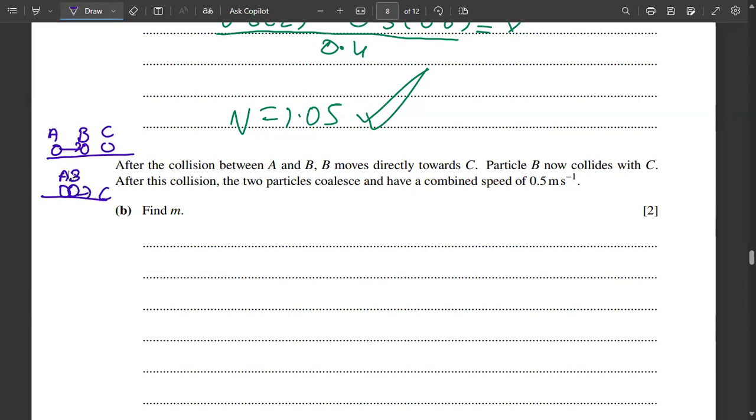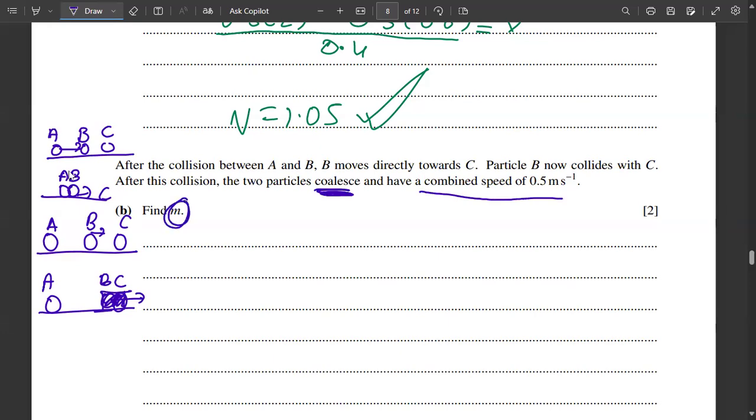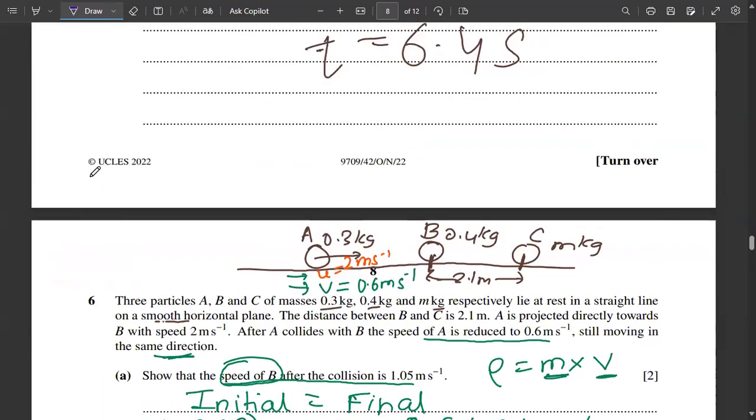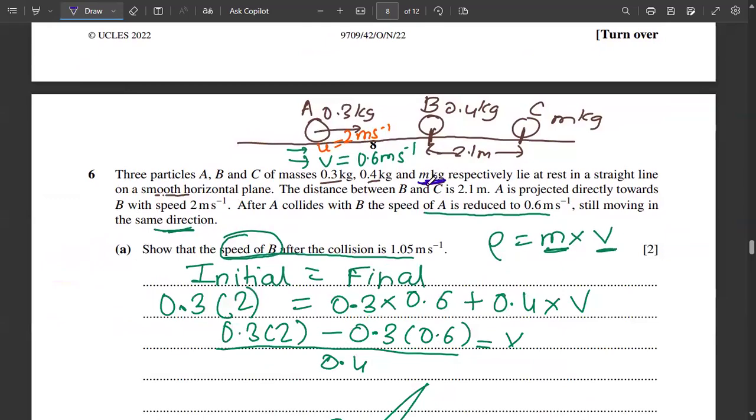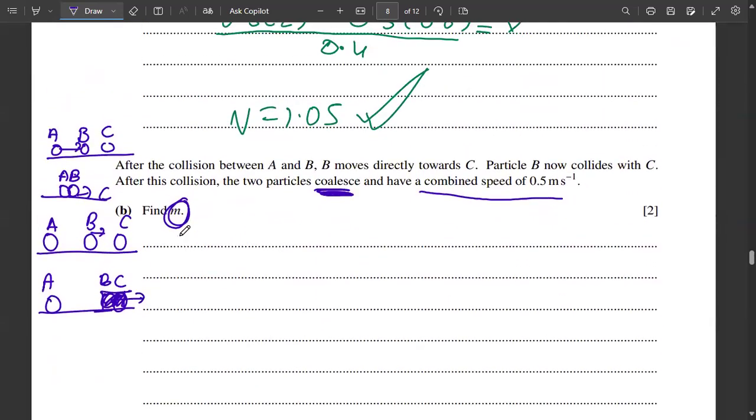Then B started moving. And as B started moving towards C, B and C collided, and B and C stick together and started moving. B and C became the same group. This means to stick together. So they are telling us they have a combined speed of 0.5, find the mass m. M of what? We know that m here denotes the mass of C. So they are telling us to find the mass of C.